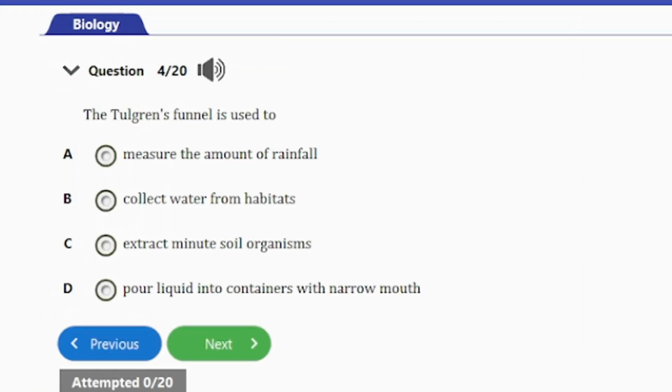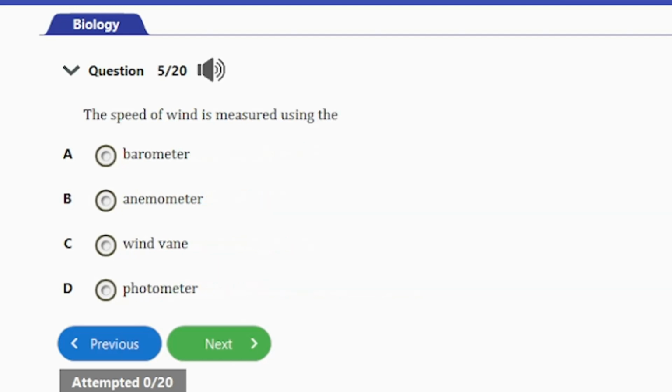Let's go ahead and consider the next question, question number 4. The Tullgren funnel is used to A, measure the amount of rainfall, B, collect water from habitats, C, extract minute soil organisms, and D, pour liquid into containers with narrow mouths. The answer to this question is option C, to extract minute soil organisms. Let's consider the next question, question number 5.